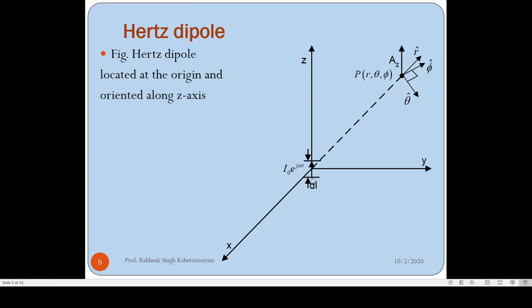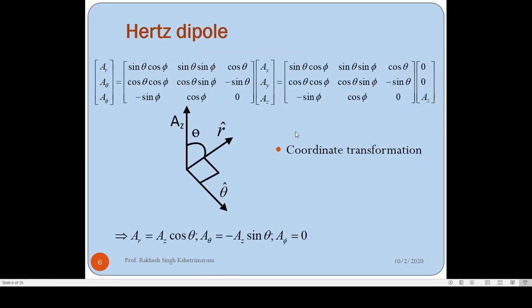Since for the Hertz dipole the current is flowing along the z-axis and its position is along the z-axis, the magnetic vector potential will also have only z component. But then we are interested in finding the fields in the spherical coordinate system.